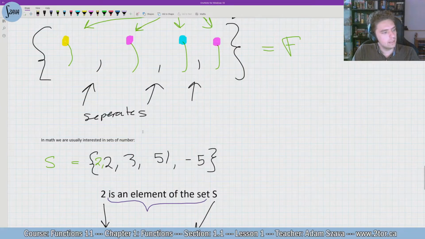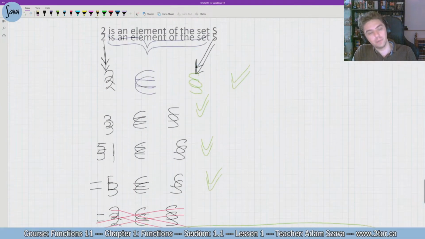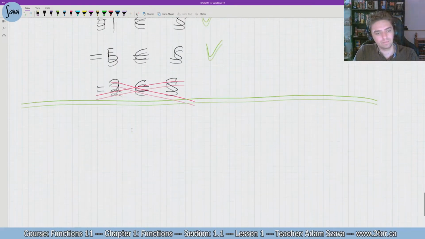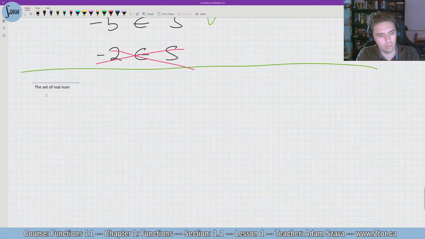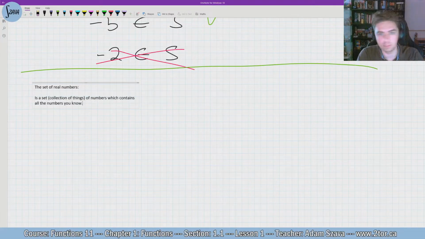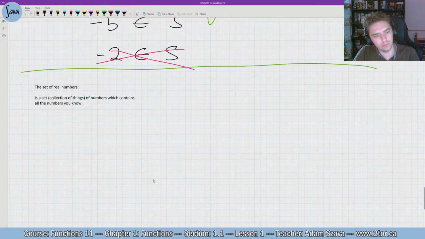Before we move on to domain and range, because domain and range are examples of sets, I just want to talk about an important set. It's called the set of real numbers. The set of real numbers is a collection of numbers, which contains all the numbers you know. Now there are numbers that are outside of the set of real numbers, but I'm going to assume you haven't learned about those numbers yet. So we have essentially what's in the real numbers.